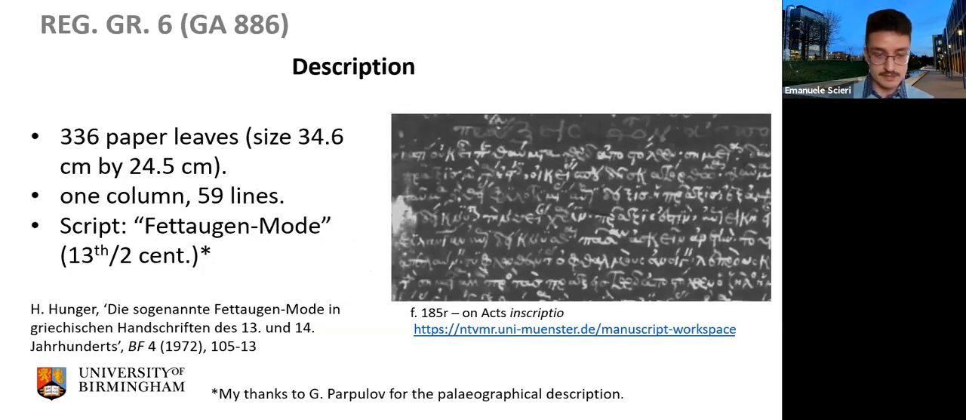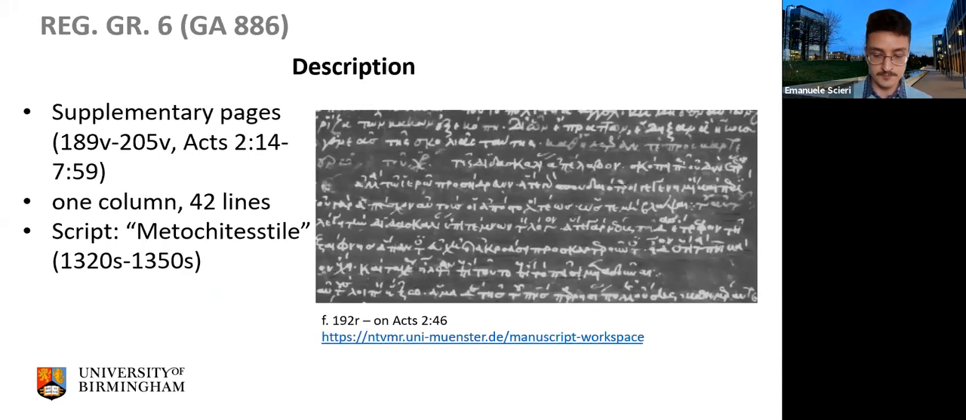The manuscript comprises 336 paper leaves, size 34.6 centimeters by 24.5 centimeters. It is written in 1 column per page, 59 lines per page. The main script resembles what Herbert Hunger named Fettaugenmode, a style that emerged in the second half of the 13th century. However, the section on Acts 2:14 to 7:59 is transcribed by a 14th century hand, approximately 42 lines per page, somewhat similar to the so-called Metochites style current in the 1320s to 1350s.